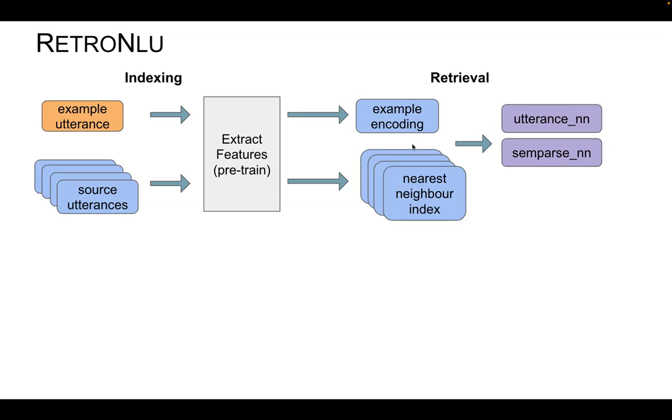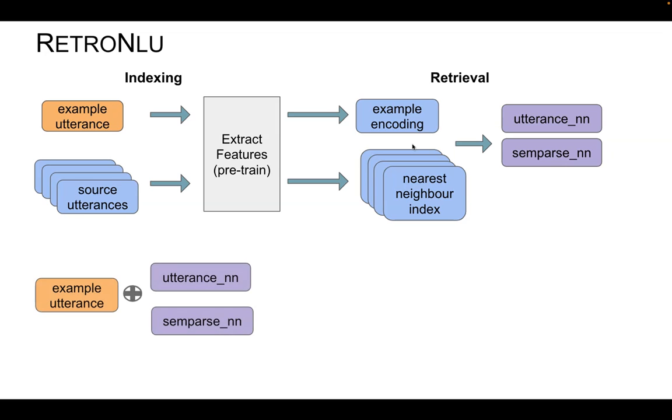So this completes the indexing phase. Now for an utterance which is given, you have to find its nearest neighbor. You can get this from retrieval using the FAISS library of retrieval. Once you have this, you can append this utterance with either the nearest neighbor utterance, or you can even use the SemParse of that nearest neighbor to append.